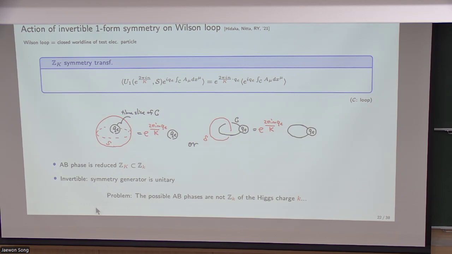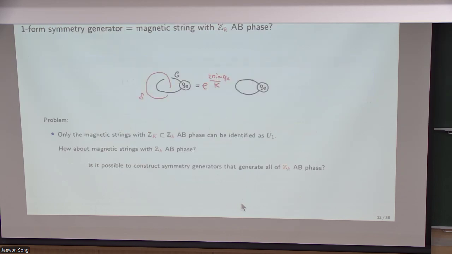So the possible Aharonov phases are not the small k valued, where this k is the Higgs charge. So it is not known whether the one-form symmetry generator can be identified as a magnetic string with the small k Aharonov phase. So only the magnetic string with the capital K Aharonov phase can be identified as a one-form symmetry generator.